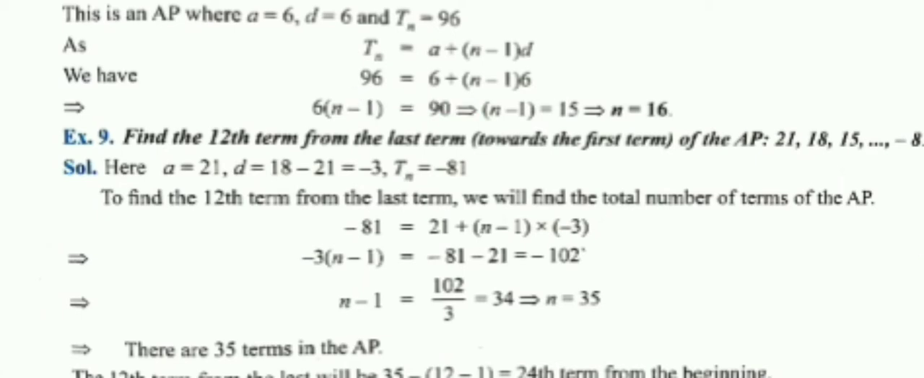Just like this. Then 6 plus n minus 1 equal to 90. How? Because 96 minus 6, this 6 will go that side, means it will be subtracted. Then n minus 1 equal to 90 by 6, it is 15. Now n equal to 15, this minus 1 will go that side, means it will be added. So 15 plus 1 equal to 16. So students, we got the value of n equal to 16.